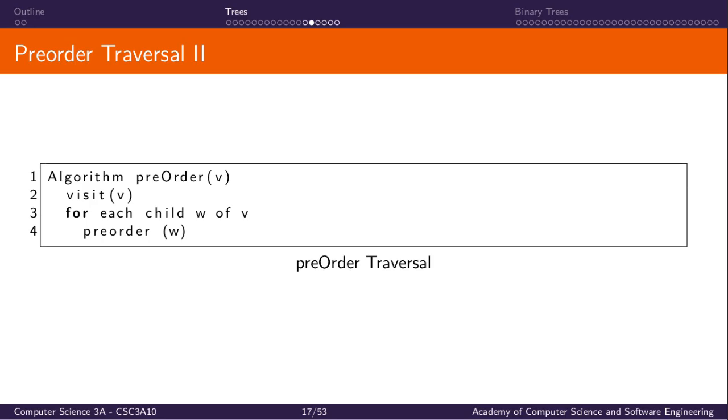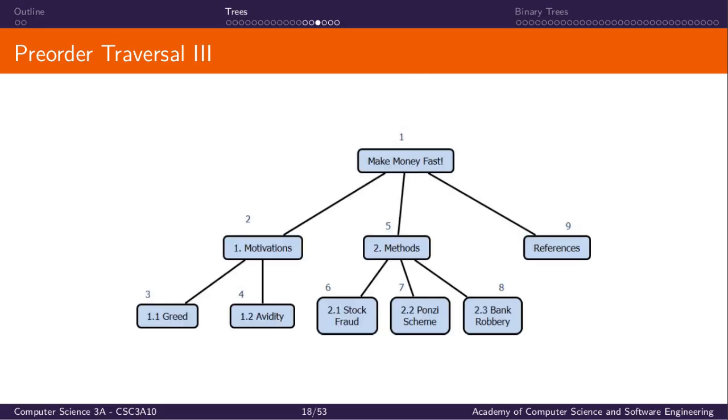So the algorithm would be to do a pre-order traversal at V. We first visit V, then for each child of V, we call pre-order on that. What would that do? For each child, it would first visit that child, then visit each of its children by calling pre-order on those children. And over and over and over until we don't have any children. So what would that look like?